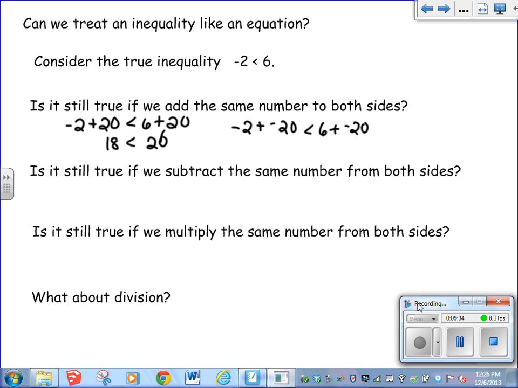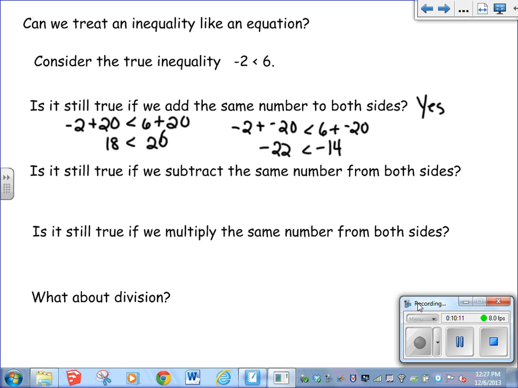-2 plus -20 is what, Logan? -22. And then 6 plus -20, what is that, Anna? -14. Is -22 less than -14? Yes. Okay, that's great. We can do this. We can add the same quantity to both sides, we'll still have a true statement. So maybe we can treat these like equations. We can add things to both sides of it. Let's see if we can multiply or divide things to both sides of it.